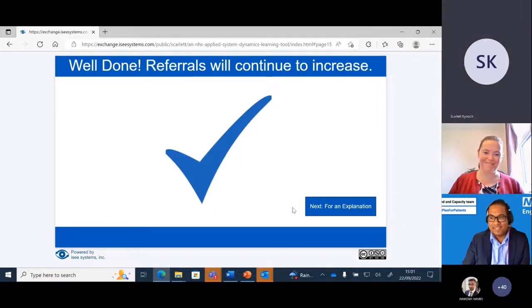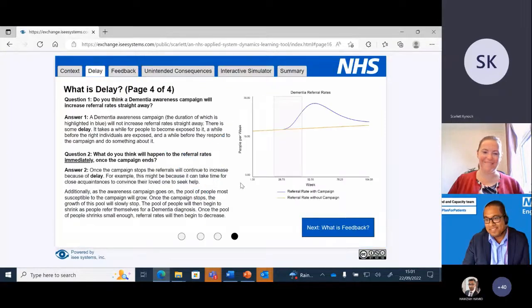Yeah, that is correct. So for the explanation of this one, once the campaign stops, the referrals will continue to increase, again because of delay. For example, this might be because it can take time for close acquaintances to convince their loved ones to seek help.